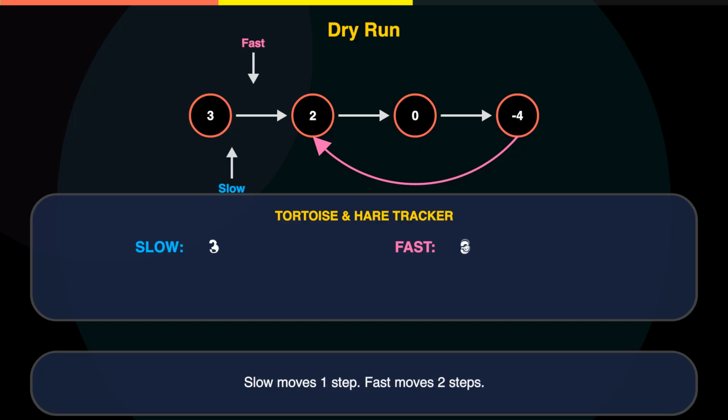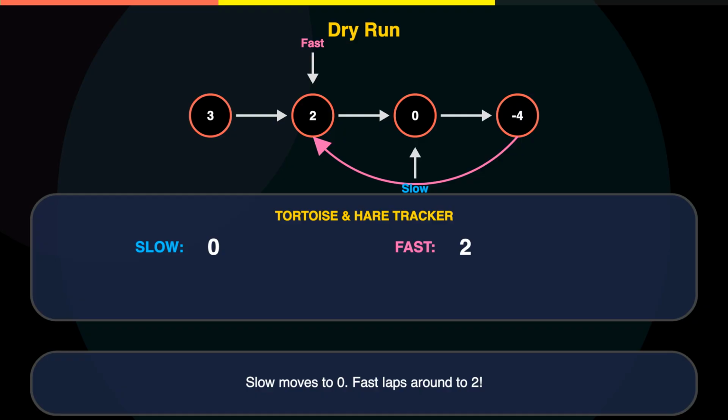At the first step, slow moves one node forward to value 2. Meanwhile, fast moves 2 steps ahead, passing 2 and landing on value 0. Since they are not at the same node, we continue. At the second step, slow moves one step to value 0. Fast moves 2 steps, first to -4, and then following the cycle arrow back to value 2.